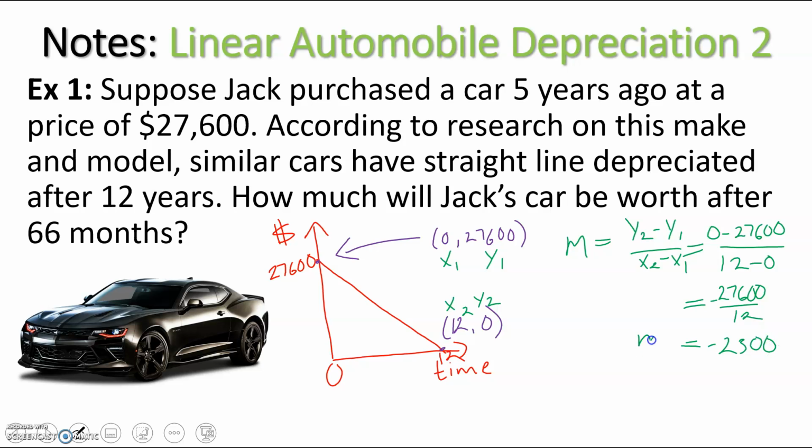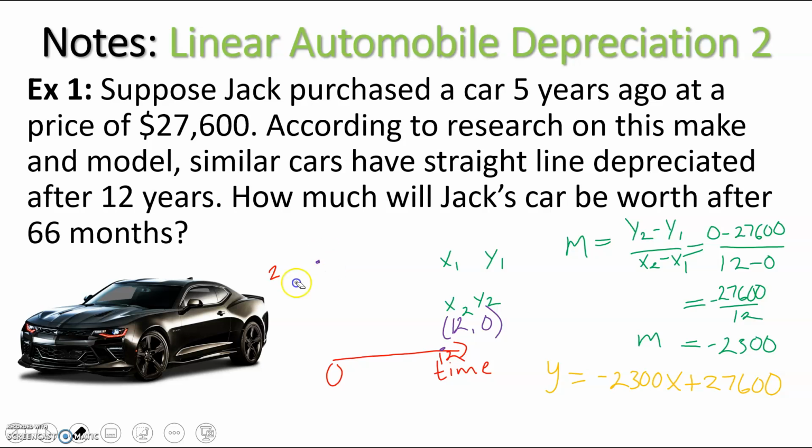Okay, so that is our slope, or our car is losing that much value per year. So our equation is then y equals negative 2,300x plus b, or y-intercept, which is 27,600. Now, that hasn't answered the question, because the question is asking how much will the car be worth after 66 months? So the first thing we need to figure out is, how many years is 66 months? Because our equation here is in terms of years.